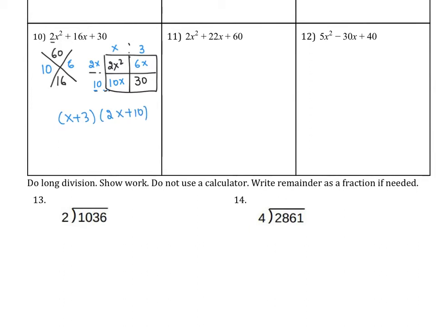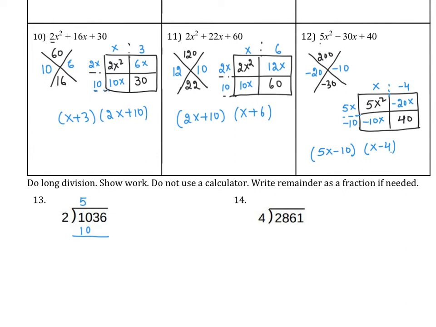Remember, we're just finding the factors. If it's a zero product property or if it is equal to 0, then we have to go ahead and find the x values, which we do not do in this case. For question number 11, the top number would be a multiplication of the first and the last.